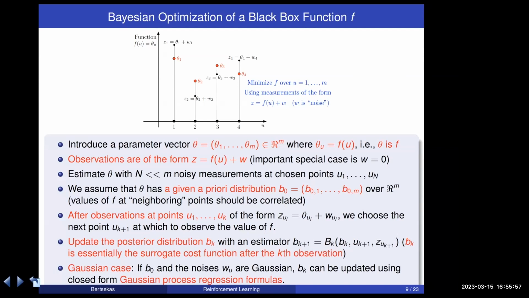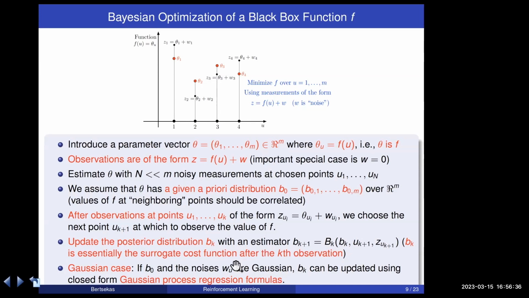Now, Gaussian distributions have a very nice property when it comes to estimation and regression. If everything is Gaussian, the posterior is also Gaussian, and there are nice formulas for updating this Bk estimator. So if B0 and the noise are Gaussian, Bk can be updated by means of a formula that has a closed form expression. It's based on the theory of Gaussian process regression, which is a subject of its own.